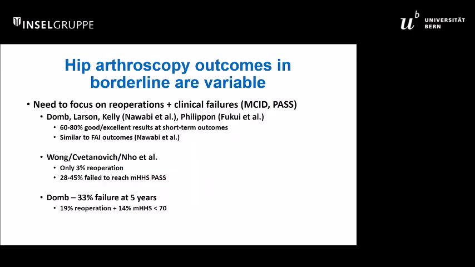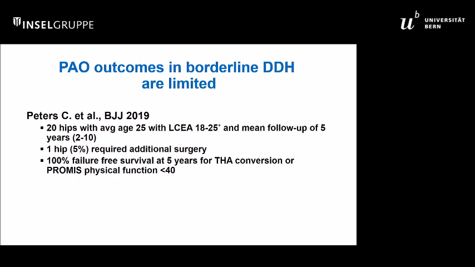So now if we look at hip arthroscopy in borderline, lots of literature on this, but the results are highly variable. The outcomes in general are good in many patients, but there's definitely a subset of patients with suboptimal outcomes. Many of these won't have repeat surgery, but have poor PROs, so in the range of 30 to 40% of patients in these large centers from expert arthroscopists still having suboptimal outcomes. So maybe PAO is the solution.